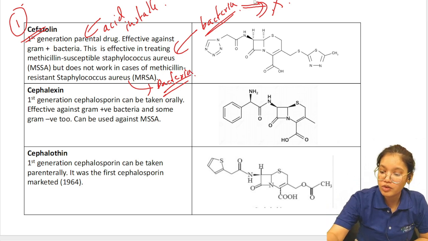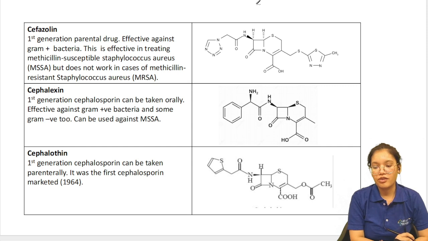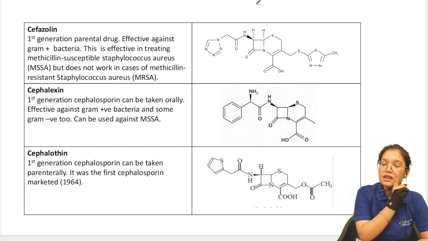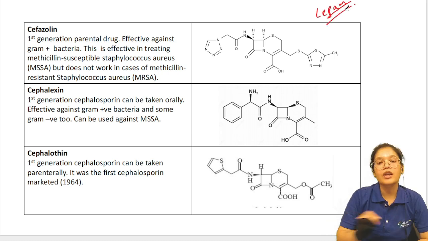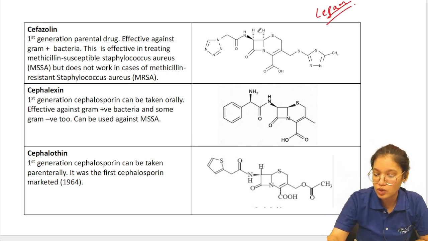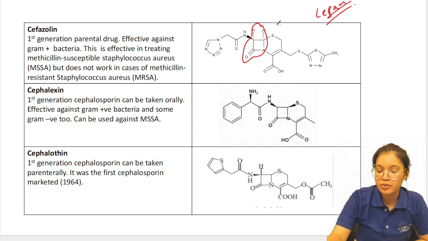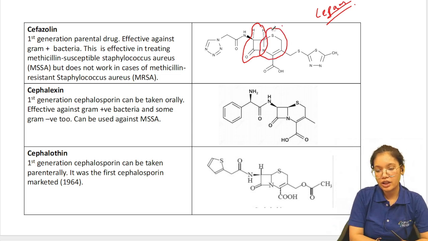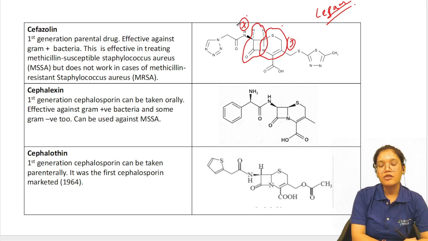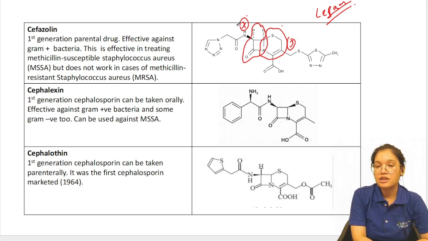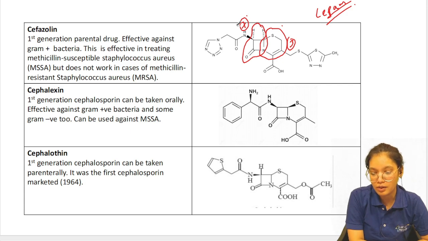Okay, now moving forward towards the structure of cefazolin. Cefazolin is a cephalosporin derivative, so it will have a Cephem moiety as a basic moiety. Here we have a beta-lactam ring that is fused with the dihydrothiazine ring. At third position and at 7th position we have the substitution change, which decides what type of cephalosporin derivative it will be.